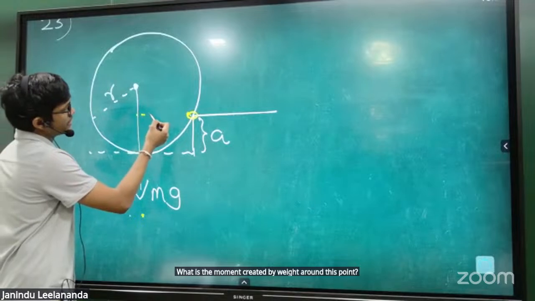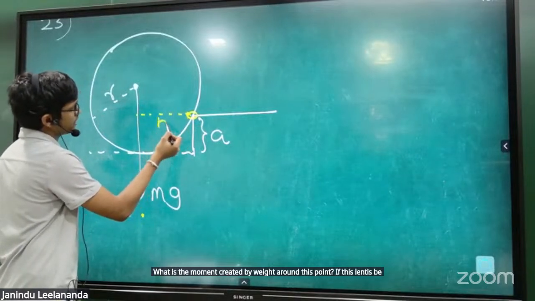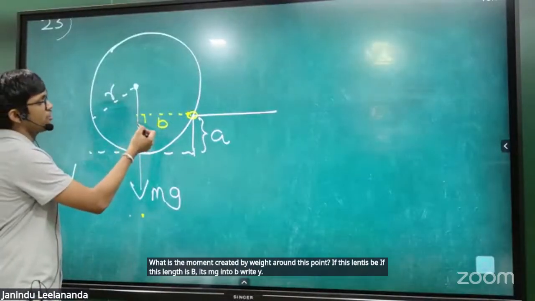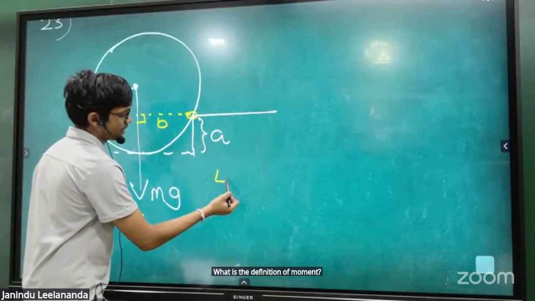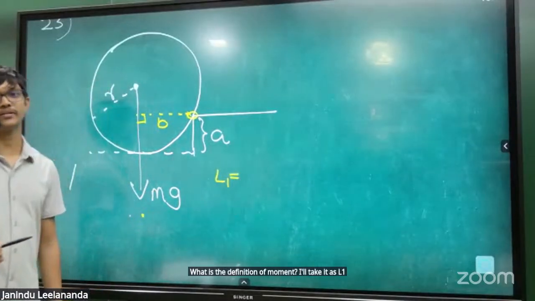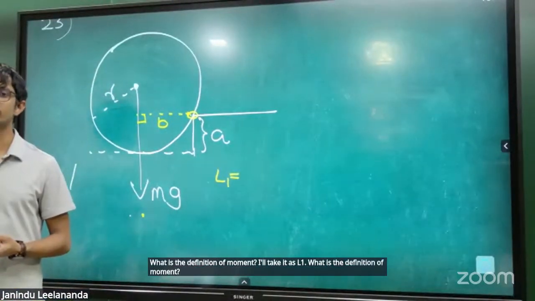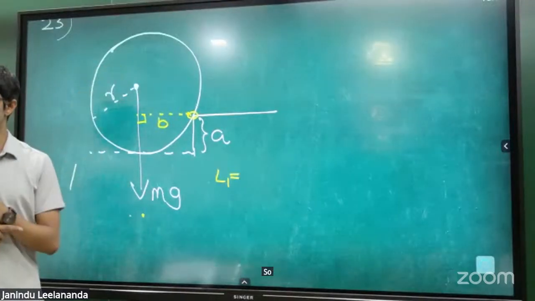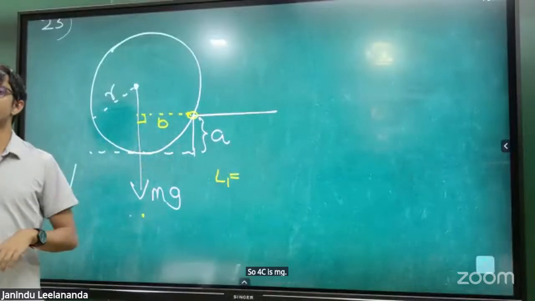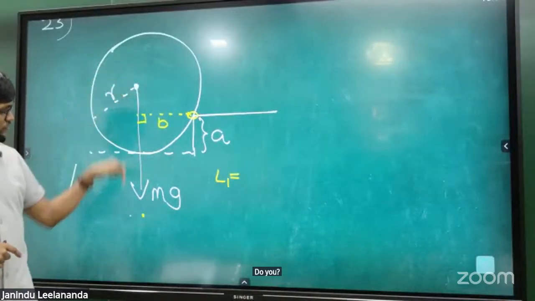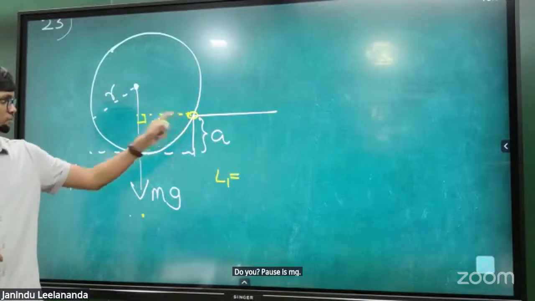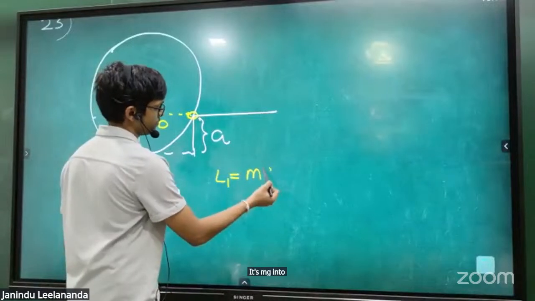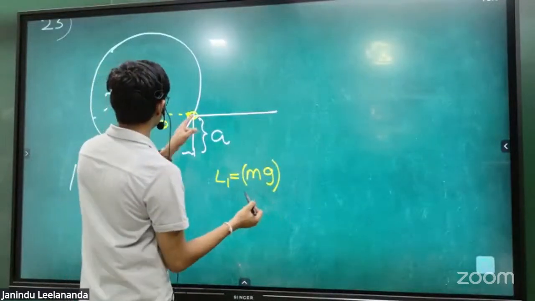If this length is B, it's mg into B, right? Why? What is the definition of moment? I'll take it as L1. Force into perpendicular distance, right? So force is mg, perpendicular distance B. Clear? It's mg into B.